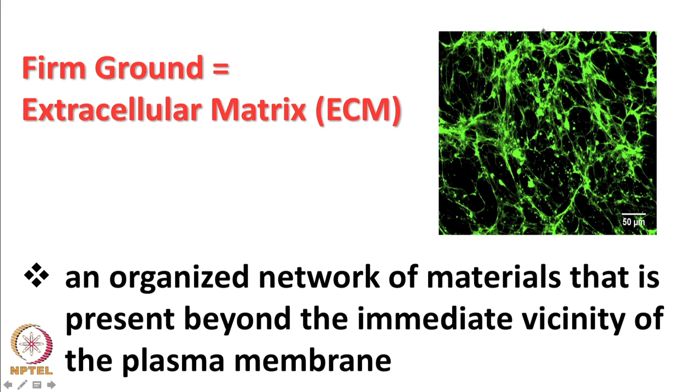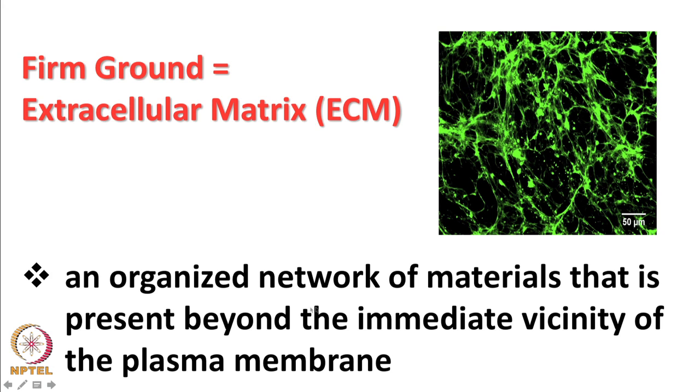So, the properties of the extracellular matrix, not only the chemical properties but also its physical properties, are equally important. The ECM is an organized network of materials present beyond the immediate vicinity of the plasma membrane, so outside the cell. Truly speaking, inside our body, cells exist in a completely 3D environment, but there are also cases, for example the endothelium, where it is more like a flat surface.